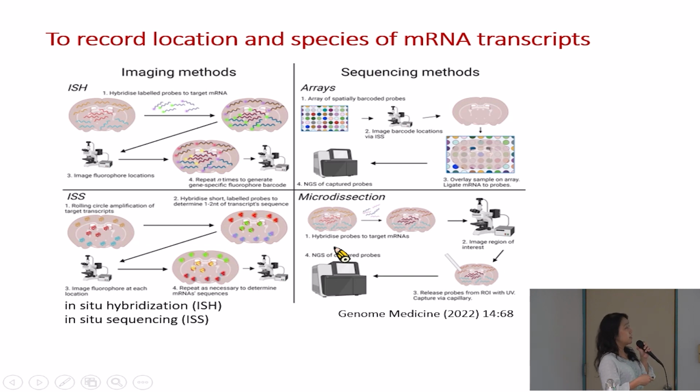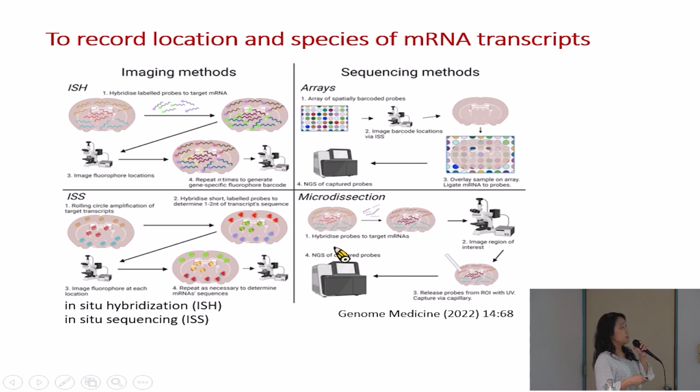The second imaging method is in situ sequencing. It uses rolling circle amplification of the target transcript. We can see in this figure it shows three different kinds of color. Then after hybridization with a short label probe to determine one or two nucleotides of the transcript sequence, and after imaging the fluorophore of each location, we also can repeat this method several times to determine the messenger RNA sequence. Through this method, we also can understand which specific messenger RNA transcript is at which specific location.